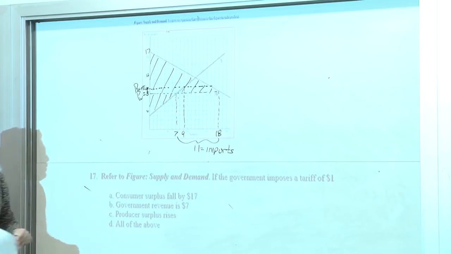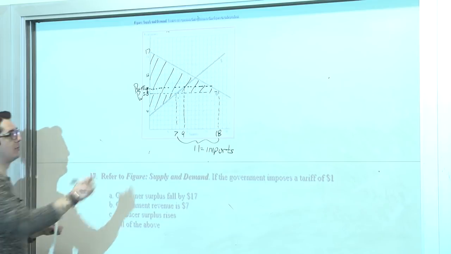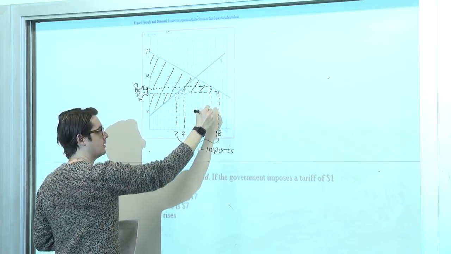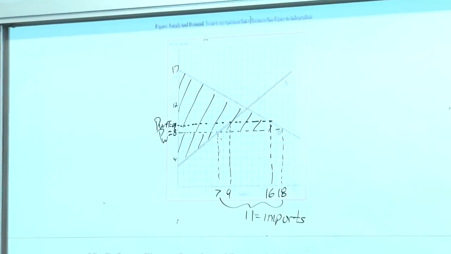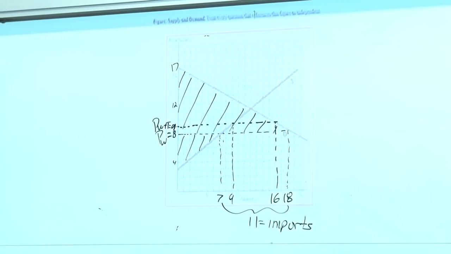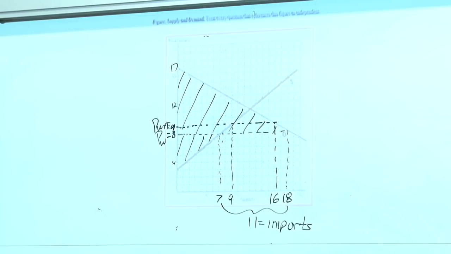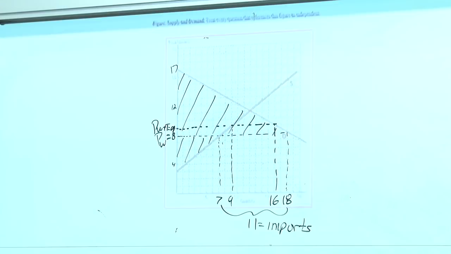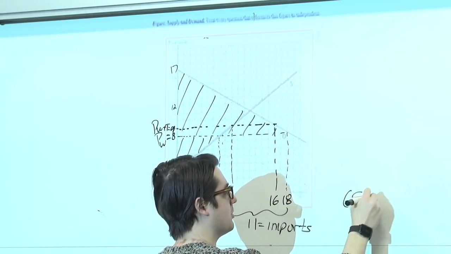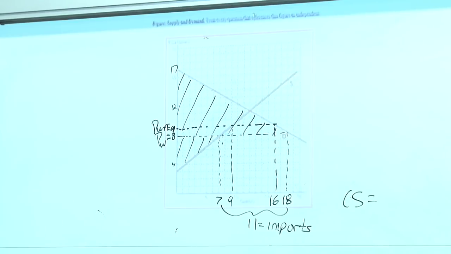Okay, so our new quantity supplied is going to be 9. And then if we go all the way over to our demand curve, our new quantity demanded is 16. All right, so let's look at each of these things. Consumer surplus fell by 17. Let's see if that's true. So you guys tell me, what is our consumer surplus here? What is the base of that?